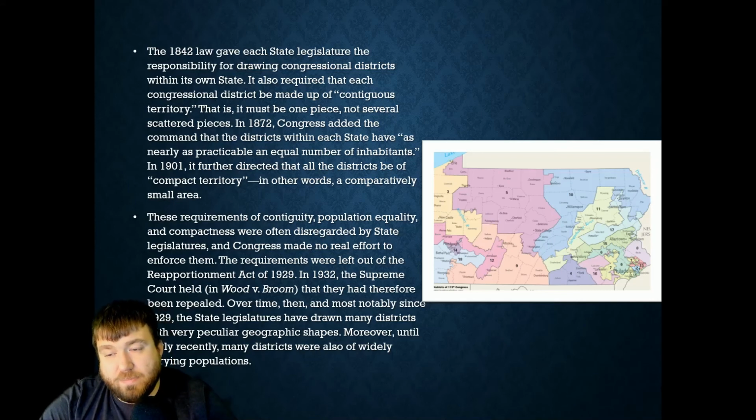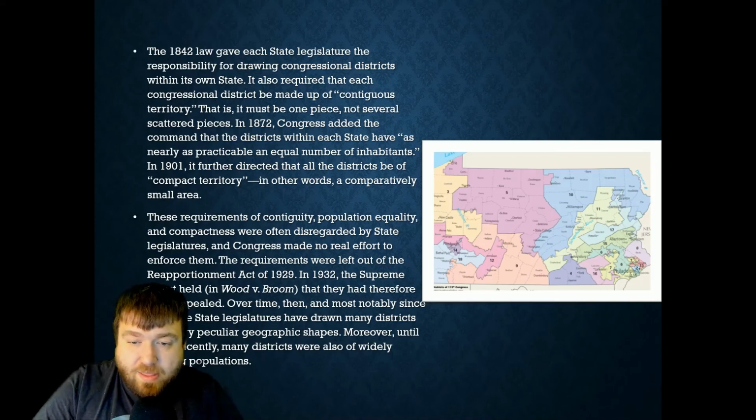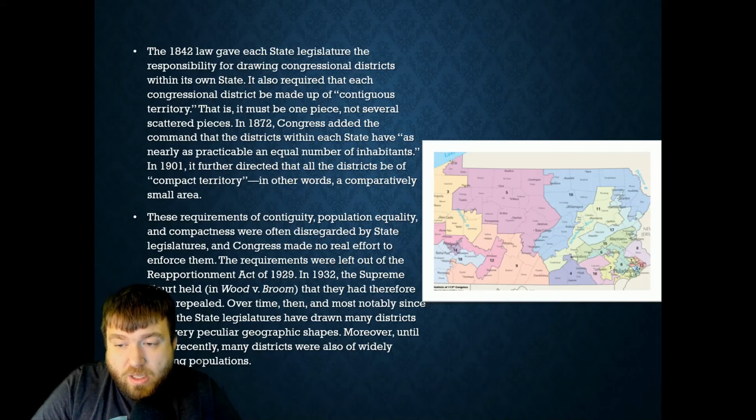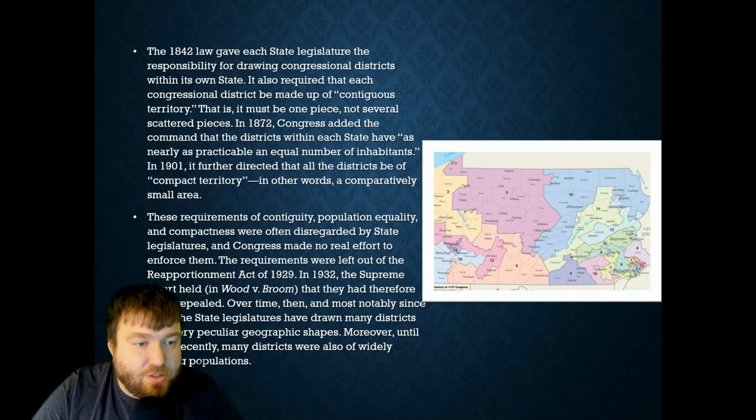So we're going to see here that whenever you're talking about a more densely populated area, there's a lot more districts in a smaller area. I'll explain that here in just a minute.